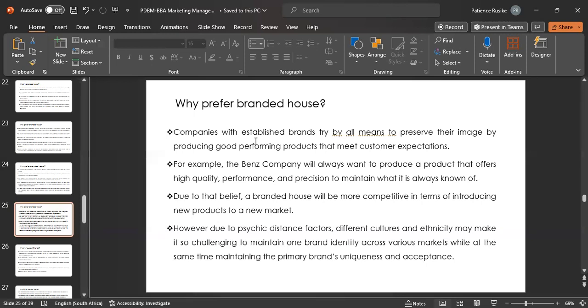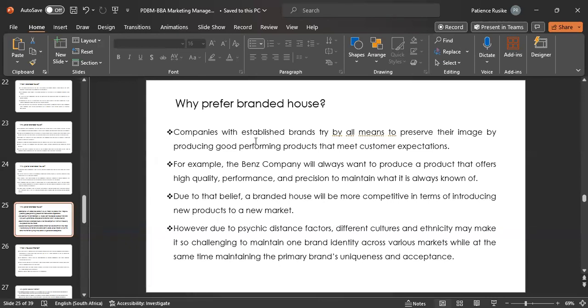I think more information is on that simple assignment, but in simple terms, that is what is known as a branded house. Companies with established brands try by all means to preserve their image by producing good performing products that meet customer expectations. Because if one product goes wrong, as I've mentioned before, it affects all the other products. That's why you see companies such as Mercedes-Benz produce quality, high-performing products all the time, because they know that if other products they produce fail, it affects the whole other product lines. Right. So that's a branded house.